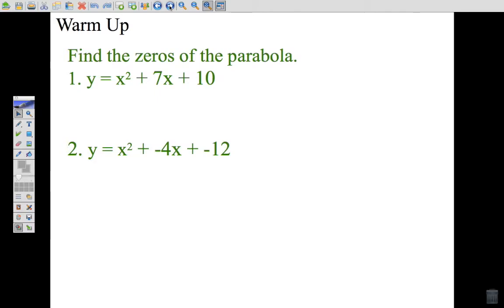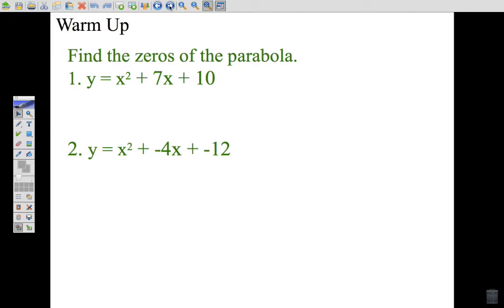But we also know it takes a little bit of time to do that. You'll probably be using about half a sheet of paper showing each of your steps if you're being very detailed. So let's try to think of another way that might be a little bit easier. Is there another way to find the zeros of the parabola? Or I should say zeros of the equation.